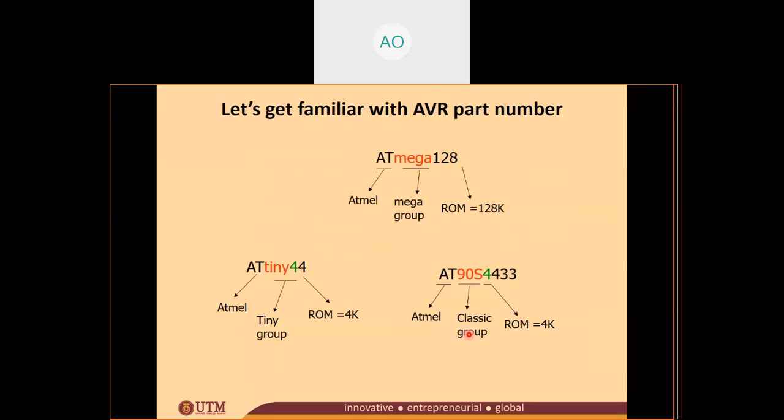So how to get familiar with AVR part numbers? AT stands for Atmel, which is the company that produces those ICs. Mega, Tiny, 90S belong to the groups. Mega is for the mega group, tiny for the tiny group, while 90S is for the classic group. 1 to 8 represents the ROM size. For the tiny, the first number here represents the ROM size, and the number here represents the ROM size.